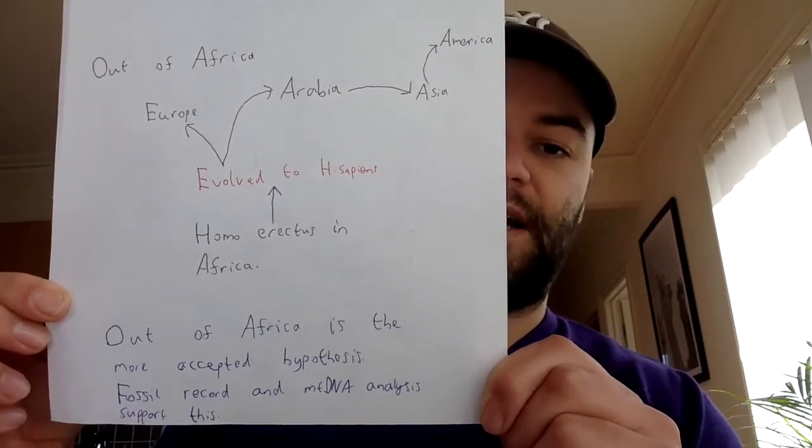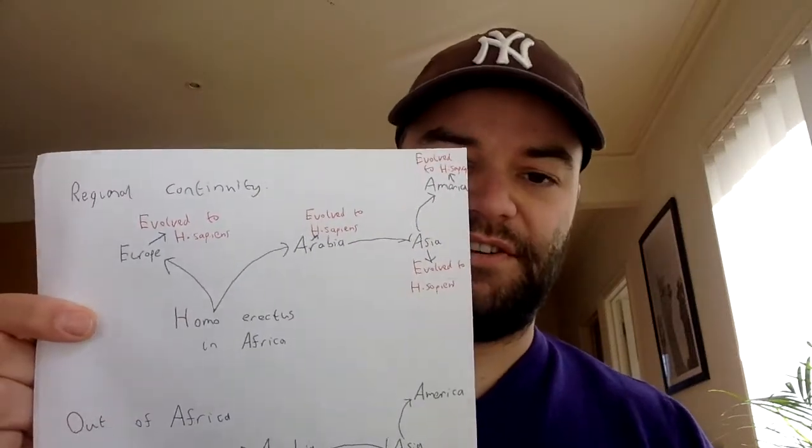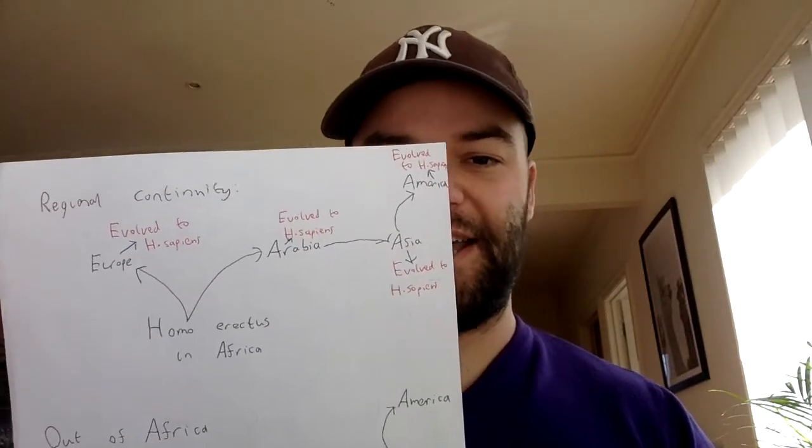Okay? Now, probably just from looking at those, you can work out that out of Africa is the more accepted hypothesis. Apart from anything else, the regional continuity one just seems quite unlikely. The idea that several times the selective pressures would make Homo erectus evolve into Homo sapiens in a way that they're still all able to interbreed and make fertile offspring just seems unlikely. So out of Africa just makes more sense, but also there is evidence to back that up.